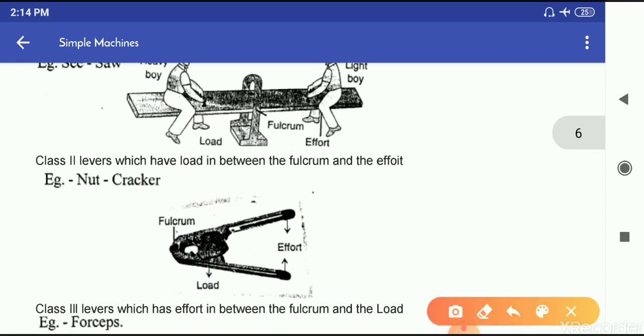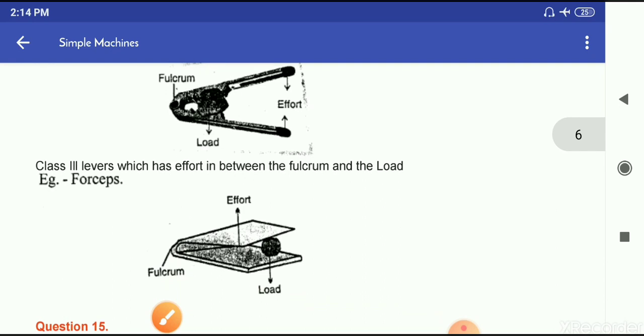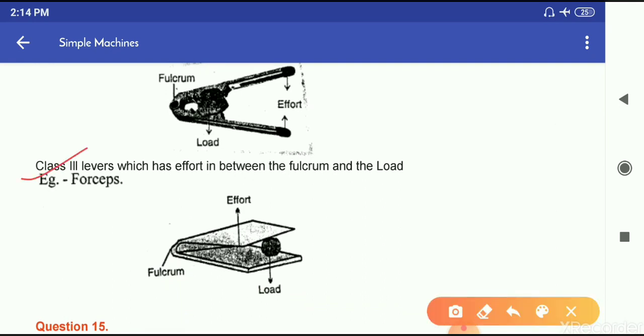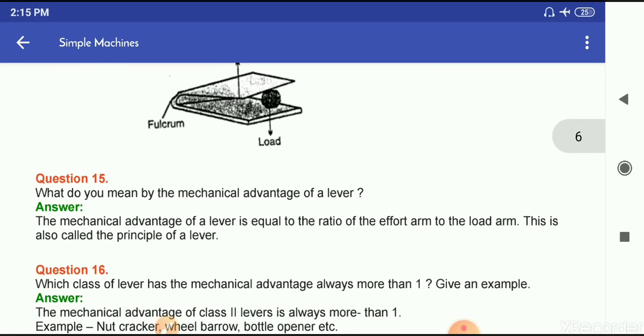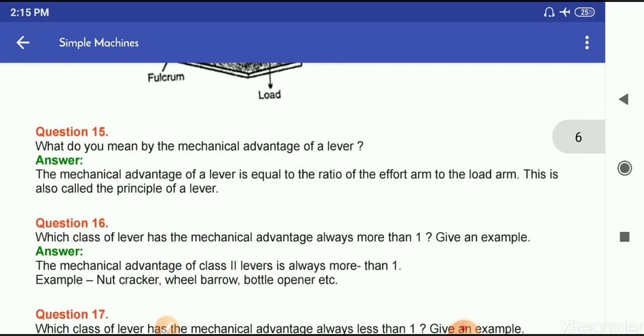Class 2 lever has load in between the fulcrum and the effort. Example, nutcracker. You can make other diagram also, or some other example. And class 3 lever has effort in between the fulcrum and the load. Example, forceps. In this case also you can write any other example, and you can make the diagram from the book, any other diagram if you want.